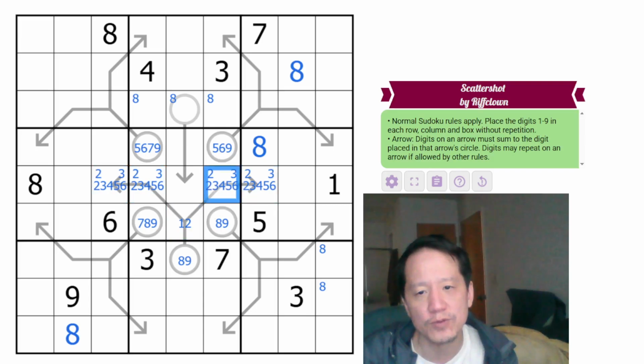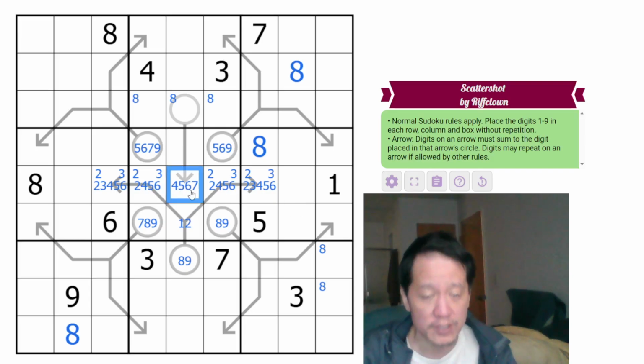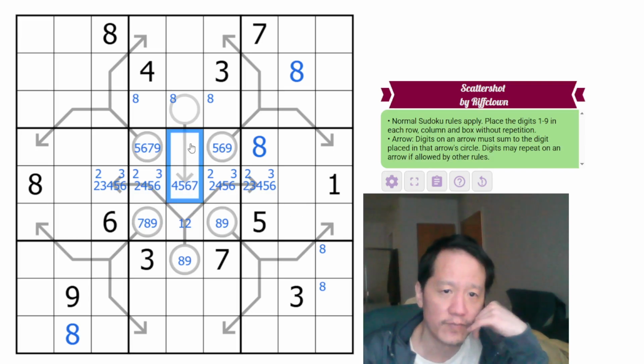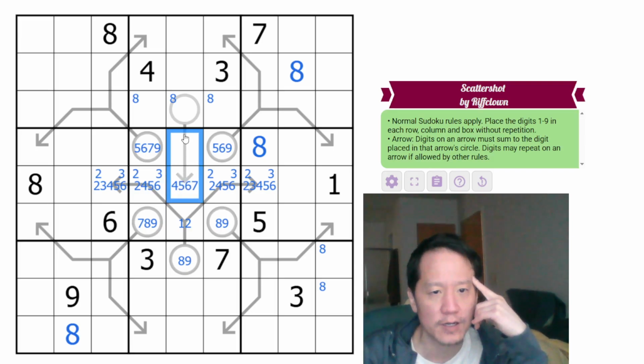This can't be 3, though, and this can't be 3. So this cannot be 1, 2, or 3 then. It has to be 4, 5, 6, 7. And it cannot be 9, because if it were 9, well, 9 can never be along an arrow, actually.